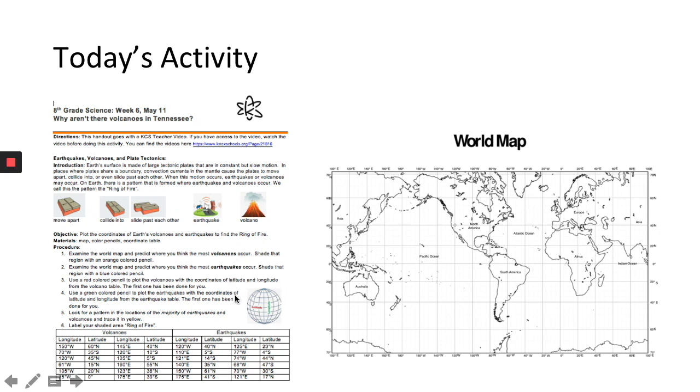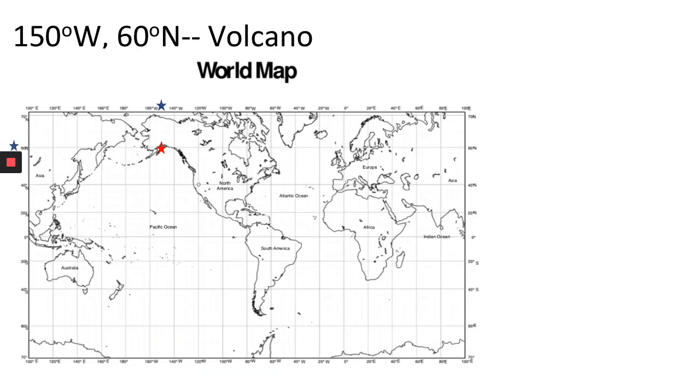So looking at today's activity for steps 3 and 4, you're going to be using red and green colored pencils in order to plot the volcanoes and earthquakes that have occurred here on Earth using the coordinates for longitude and latitude from the earthquake table. The first one has been done for you. It may be hard to see, so we're going to work through them together as well. So the first set of coordinates for a volcano is at 150 degrees west and 60 degrees north, and you can see that I've already starred these on our screen here.